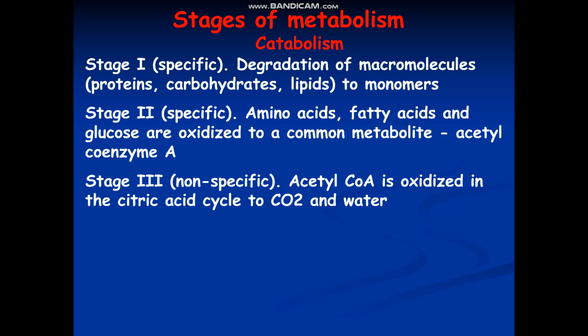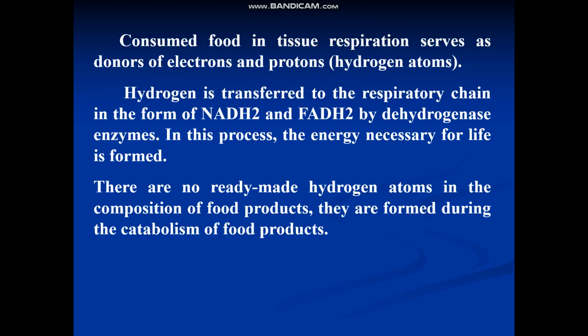Stages of metabolism as catabolism. Stage 1 is specific: degradation of macromolecules, proteins, carbohydrates, lipids to monomers. Stage 2 is specific: amino acids, fatty acids, and glucose are oxidized to a common metabolite, acetyl coenzyme A. And stage 3 is non-specific.